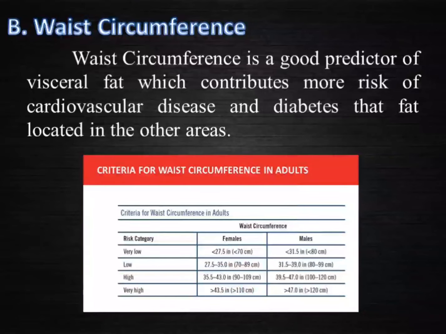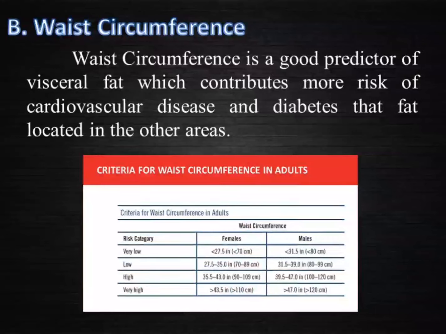Risk category: very low. Females: less than 27.5 inches or 70 centimeters. Males: less than 31.5 inches or 80 centimeters. Risk category: low. Females: 27.5 to 35 inches or 70 to 89 centimeters. Males: 31.5 to 39 inches or 80 to 99 centimeters.